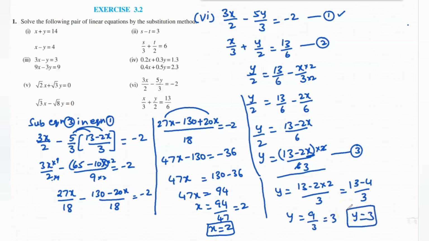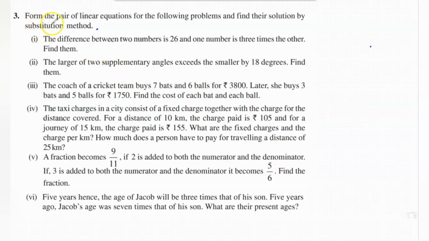So the values of x and y, x is equal to 2 and y is equal to 3, are the solutions for these two equations. Okay, coming to the next question. Now the question is, form the pair of linear equations for the following problems and find their solution by substitution method. So we need to use only substitution method. Okay, coming to question number 1.